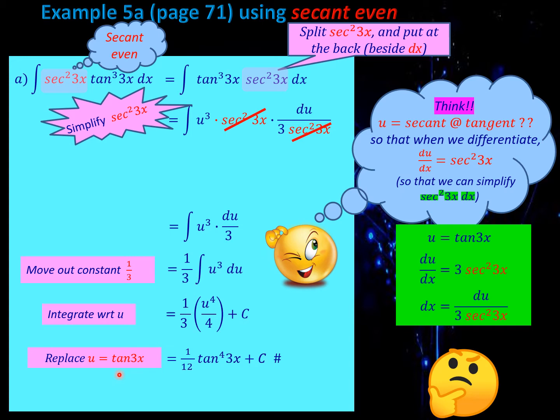Okay, and after that, we simplify and we replace back u equals to tangent 3x. So we have 1 over 3 times 4, so we have 1 over 12 tangent the power of 4 3x plus c. So this is the final answer.